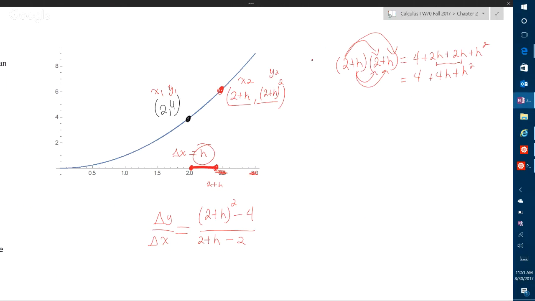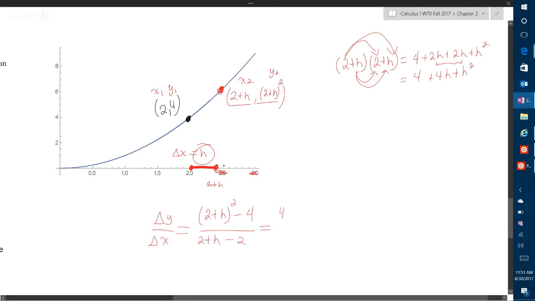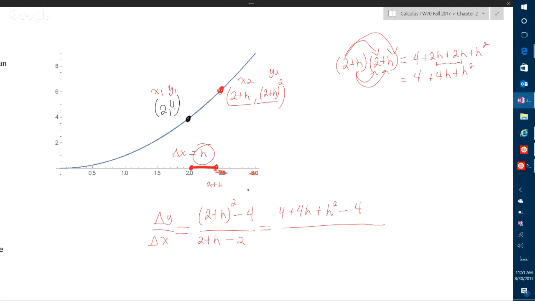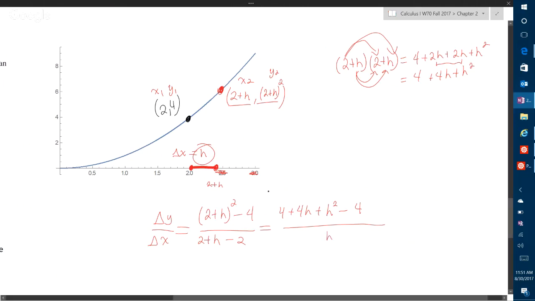All right, so I need to come back over here to the problem and substitute that in. 2 plus h squared will become 4 plus 4h plus h squared, minus 4, all divided by 2 plus h. Before we do that, in the denominator, 2 plus h minus 2, what happens? You're just left with h. The 2's are gone. So to make it easier for ourselves, let's just write down an h right here.